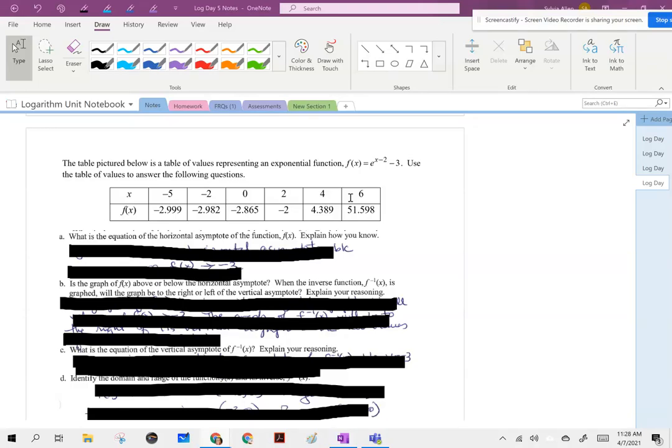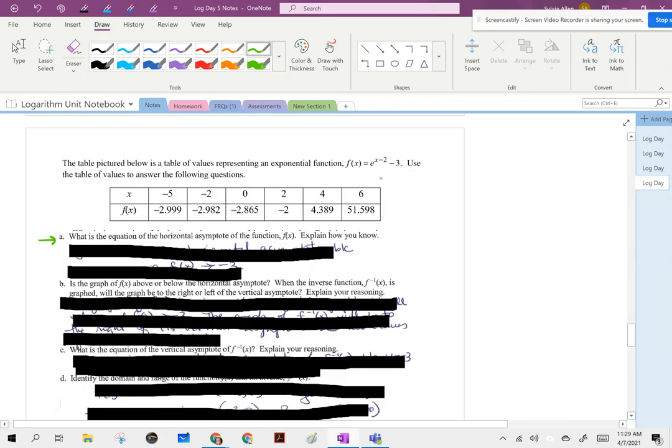Okay, so now we're going to be looking at the table and looking at the characteristics given a table. It says the table pictured below is a table of values representing an exponential function. Use the table of values to answer the following questions. So let's take a look at A. It says, what is the equation of the horizontal asymptote of the function?